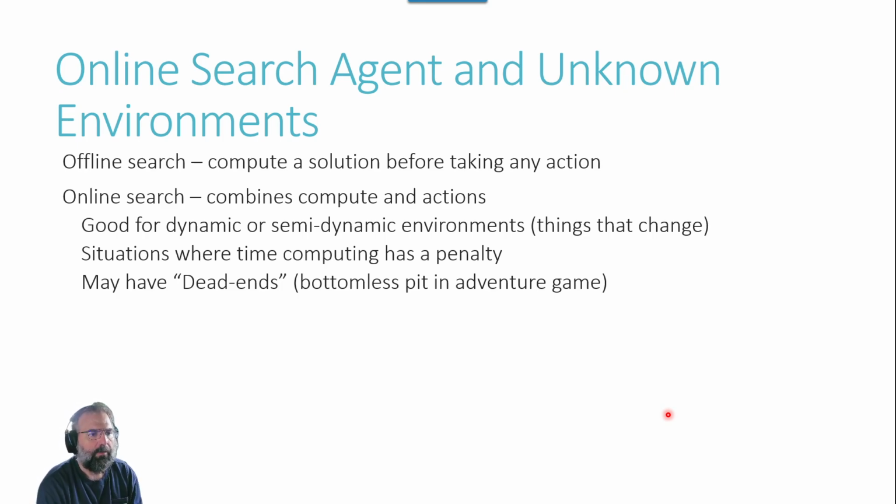So basically try to learn about the environment by using the fact that you will potentially produce side effects when you take actions. Whenever we're dealing with online search agents in unknown environments, so online search is something where you have the combination of compute and action, right? So offline, you compute a solution before you take any action. So before starting, you basically come up with what it is you think you're going to do. Whereas online would be you combine compute and actions. This is good in dynamic or semi-dynamic environments where things can change, situations where time computing has a penalty and may have dead ends.